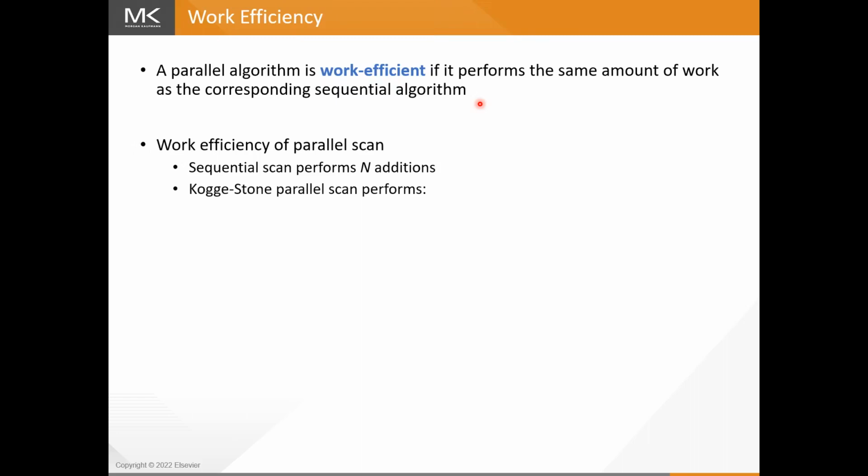So we have log n steps. In each step, in the first step when the stride is 1, we are doing all the threads' work except one of them. So we're doing n minus 1.